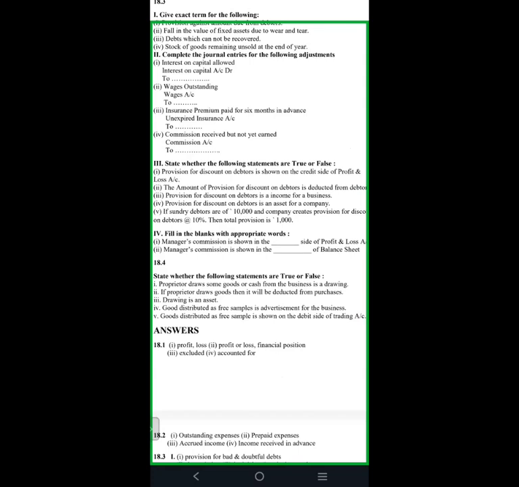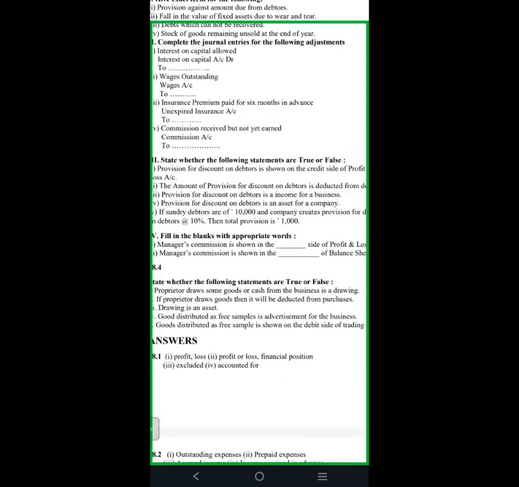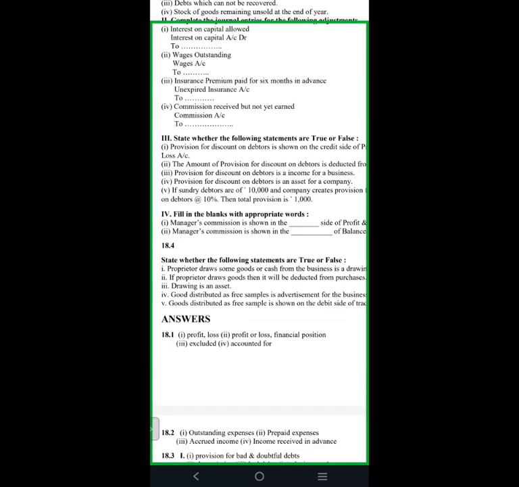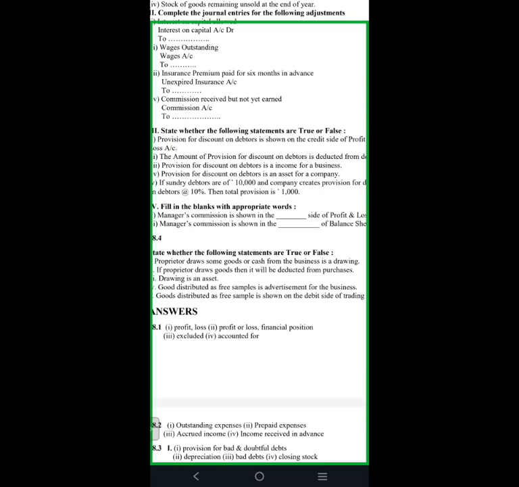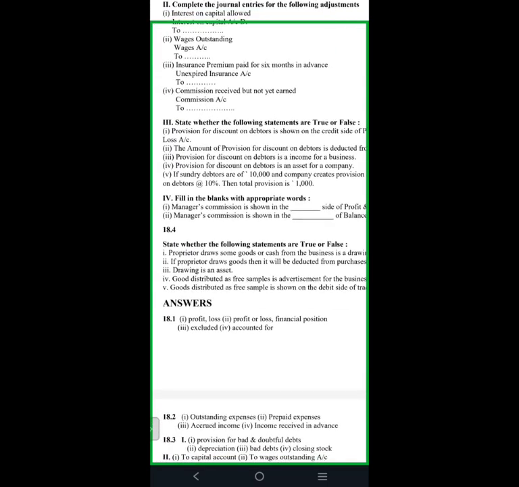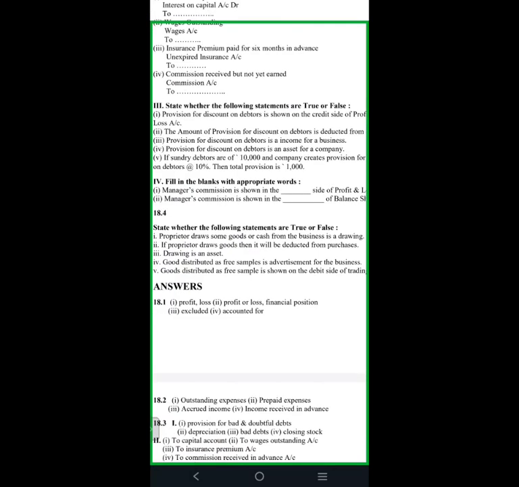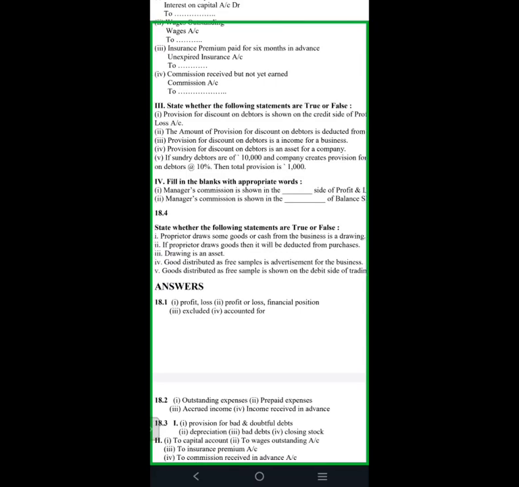That is false. The amount of provision for discount on debtors is deducted from debtors. It's true. Provision for discount on debtors is income for a business. It's false. Provision for discount on debtors is an asset for a company. It's false. If sundry debtors are 10,000 and the company creates provision for discount on debtors at the rate of 10%, then total provision is 1,000. It's true.